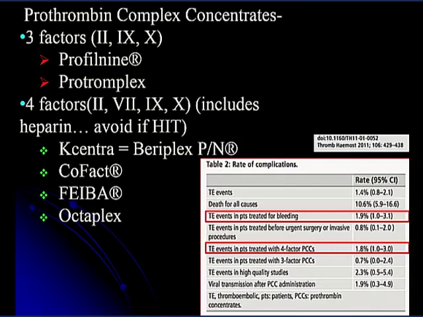When you're reversing agents, you need to know your PCCs. The current guidelines, especially for Coumadin, are to use PCCs. There's a 3-factor and the 4-factor, which is now available to us as Kcentra. Remember that the 4-factor does have a little bit of heparin in it, so avoid it if the patient has a history of HIT. These medications, when given for treating bleeding, do carry some risk of thromboembolic events, so make sure the benefit outweighs the risk when you're giving these particular medications.